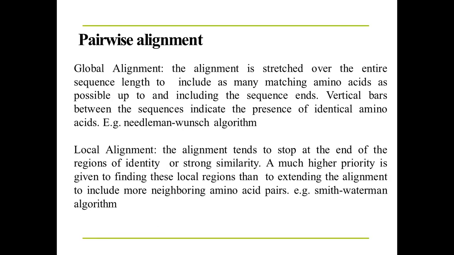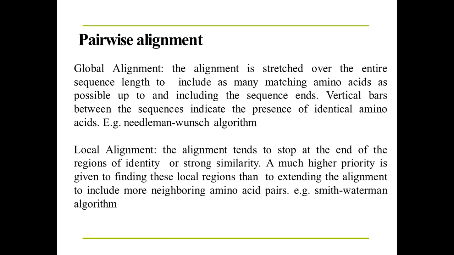So what is pairwise alignment? Here we have two different alignment methods, that is global alignment and local alignment. We studied these two alignments in detail in our previous lectures. However, here we have just a look again to recall what global alignment and local alignment actually are. The alignment is stretched over the entire sequence length to include as many matching amino acids as possible, up to and including the sequence ends.